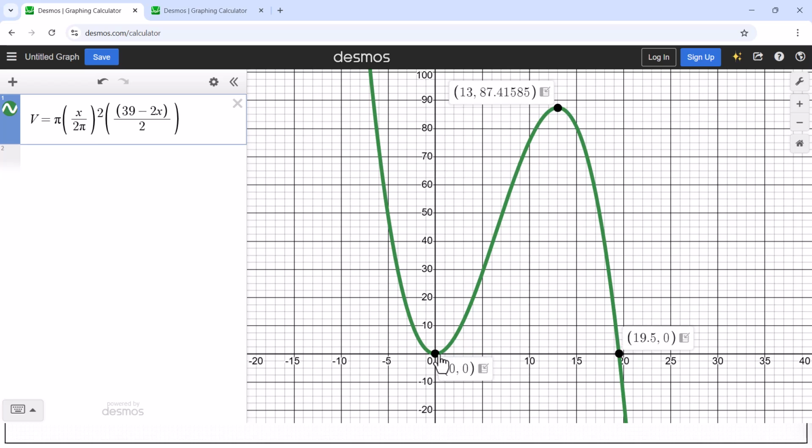As x increases from 0, notice the volume increases. Then we reach a maximum volume at this high point, and the volume starts to decrease. At this high point, notice x equals 13, and the volume is approximately 87.4159. The 13 represents the length of the paper that will maximize the volume, which is 13 centimeters, and the approximately 87.4159 is the maximum volume in cubic centimeters.